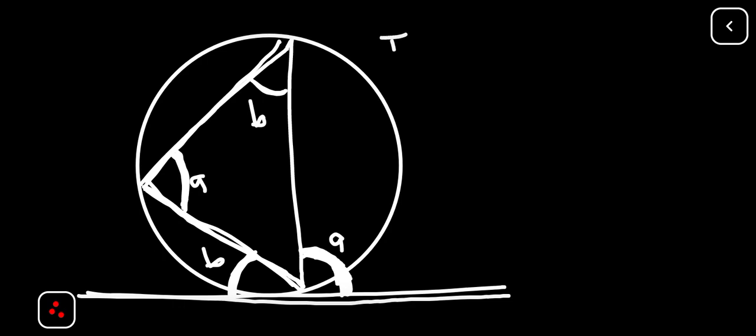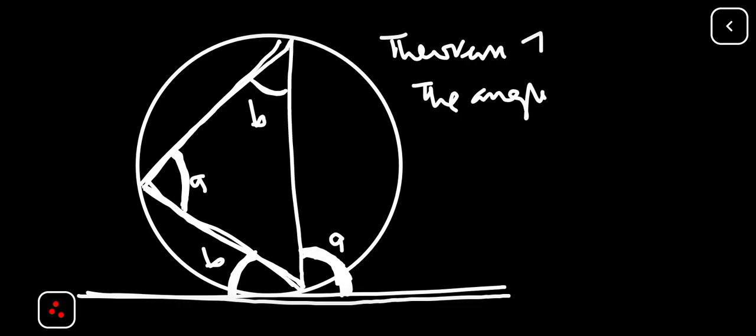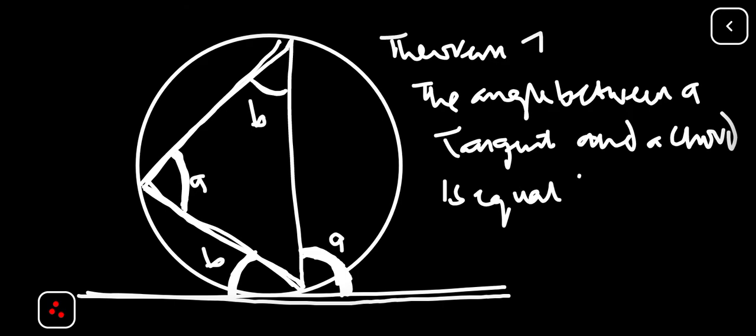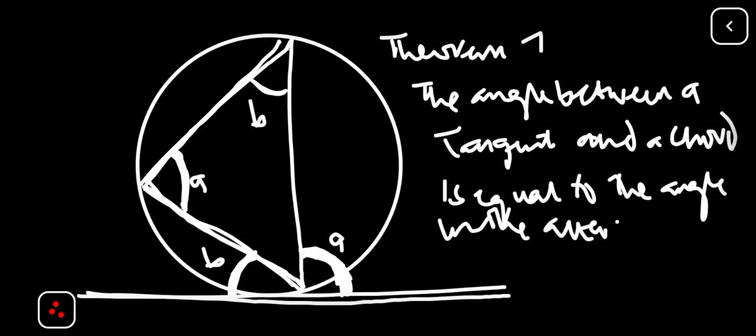So theorem 7 shows that the angle between a tangent and a chord is equal to the angle in the alternate segment. Okay?